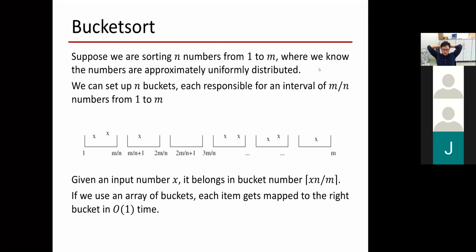Bucket sorting is an application of those ideas. Suppose you are sorting n numbers from 1 to m, where you know the numbers are approximately uniformly distributed. We can set up n buckets, each responsible for an interval of size m over n. So if there is a new number, I don't need to place it precisely. If it is about there, I just throw it in that bucket, that bucket, that bucket. Then what do I do?